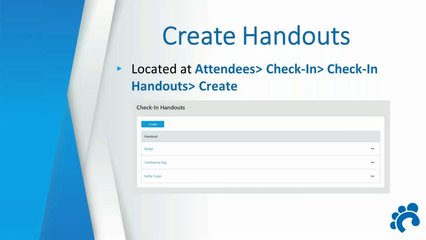Now to create those handouts, you can create as many handouts as you like, and track whatever you want that you're giving to the attendee. To create those, again, you're just going to go to attendees, check-in, check-in handouts, and click on create, and you're going to be able to create as many different handouts as you like so that you can keep track of them.